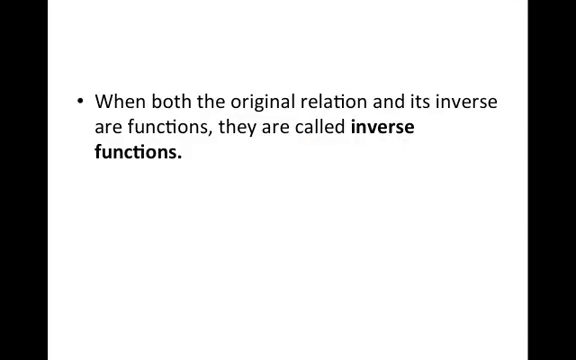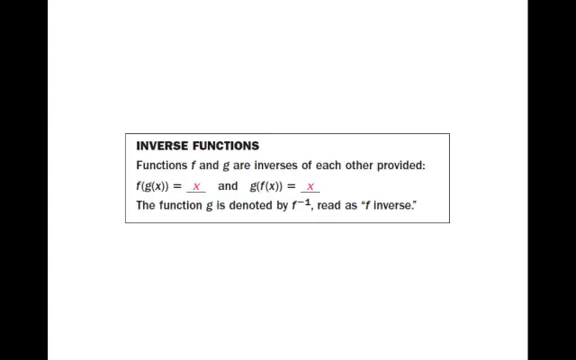When both the original relation and its inverse are functions, they are called inverse functions. Functions f and g are inverses of each other, provided that f of g of x equals x and g of f of x equals x. In other words, you take x and you put it into one of the functions, and then you take that result and put it into the other one, you end up back at x. One function undoes what the other function does. The inverse of f is denoted f inverse and is read just like I said, f inverse.